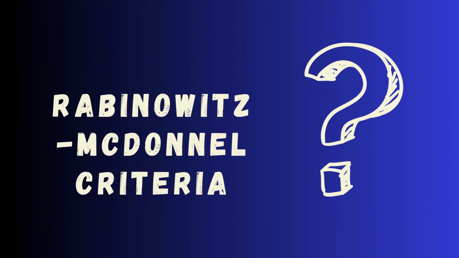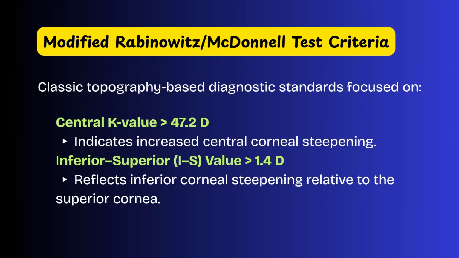Moving on, we have the Rabinowitz-McDonnell diagnostic criteria. Later, in the present era, we have composite indices and stricter criteria for the diagnosis of keratoconus. But before that, Rabinowitz and McDonald proposed two essential topographic measures as diagnostic standards: the central K value and the inferior-superior value. The central K value more than 47.2 diopters indicates central corneal steepening, and an inferior-superior value of more than 1.4 diopters indicates asymmetry due to inferior steepening. These were the cutoffs given in the original paper of Rabinowitz and McDonald. If either of these values is present, it raises a red flag for keratoconus.